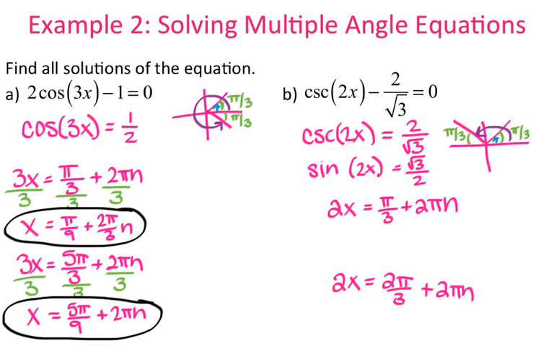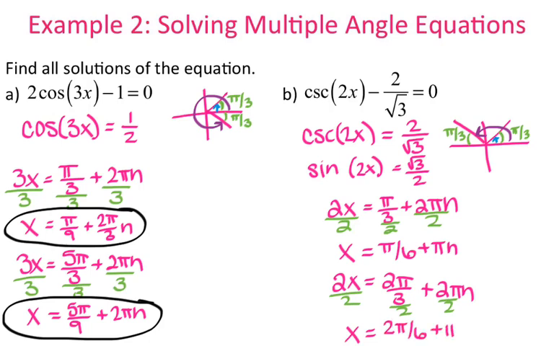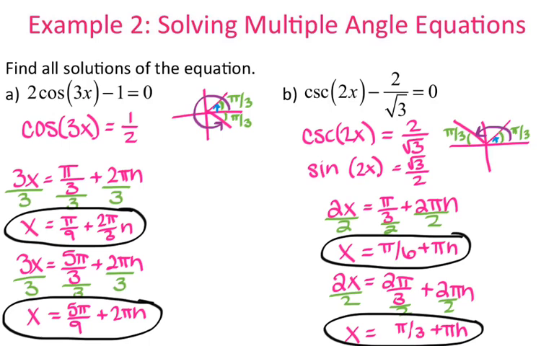Now I need to get my x by itself, so I'm going to divide each of these expressions by 2. And that leaves me with x equals pi over 6 plus pi n, and x equals 2 pi over 6 plus pi n. Oh, 2 pi over 6 can be reduced. Let's reduce that. 2 pi over 6 reduces to pi over 3. And these two expressions together give you your final answer.